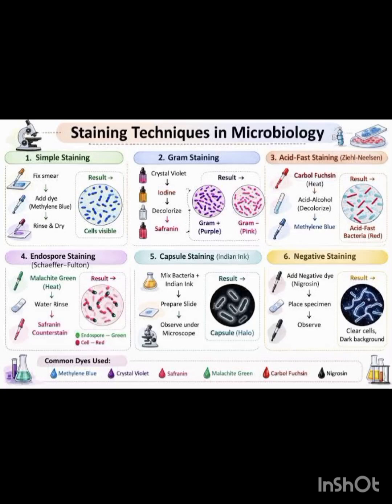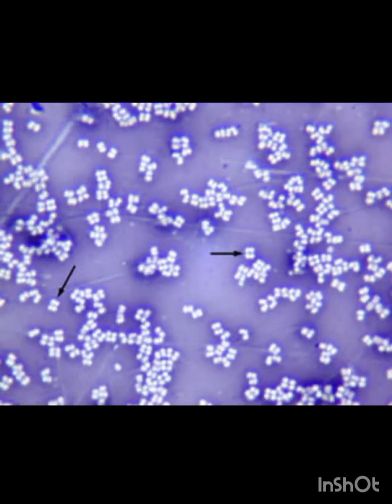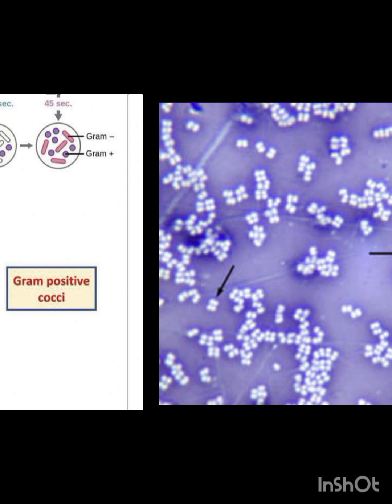Negative staining, simple staining and gram staining we have already discussed. This is the image of the negative staining. As I earlier told, negative staining only stains the background, not the bacteria, not the microbes. So in this image microbes are white in color, and the background is dark in color. It is also the image of negative staining.